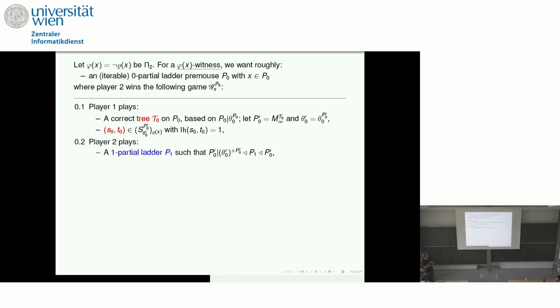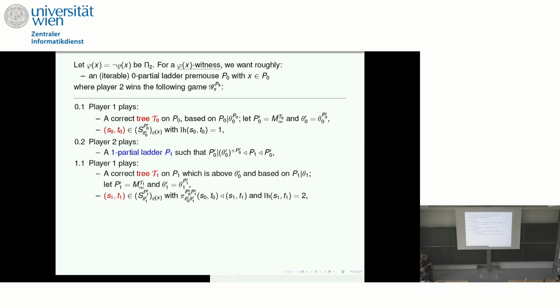Okay, and then player 2 plays a 1 partial ladder, which is a proper segment of this iterate P prime 0. And it agrees up to this point that the cardinal successor of that first rung, right? So it has one more rung because it's a 1 partial ladder. And the key thing is there's a proper segment here, so there's a drop in models happening.